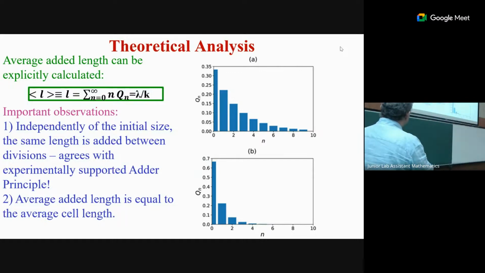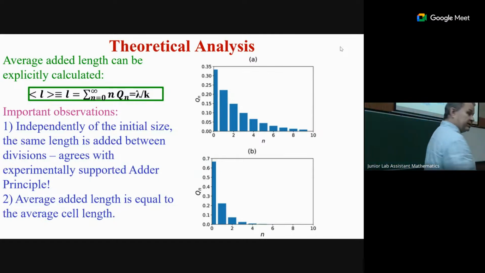Okay, so you're getting immediately the adder principle observation, and this average added length is equal to the average cell length. Again, the stochastic model gives you a very deterministic picture. I hope you can see. Okay, and despite the fact that division can happen anytime, the most preferred division happens when you add this length lambda over k.